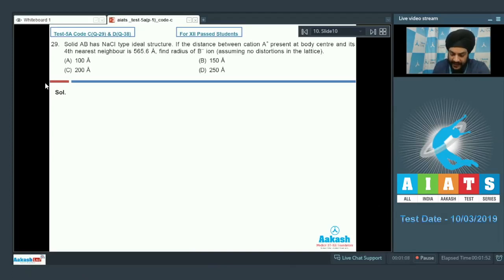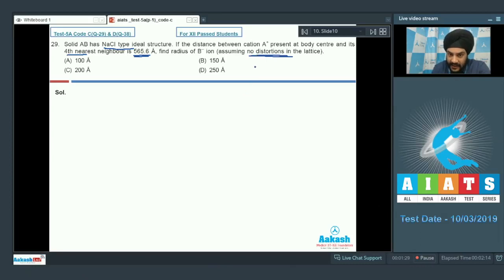Solid AB has NaCl type ideal structure. If the distance between cation A positive present at body center and its fourth nearest neighbor is 565.6 angstrom, then we have to comment on the radius of B minus ion. We have to assume that there are no distortions in the lattice.